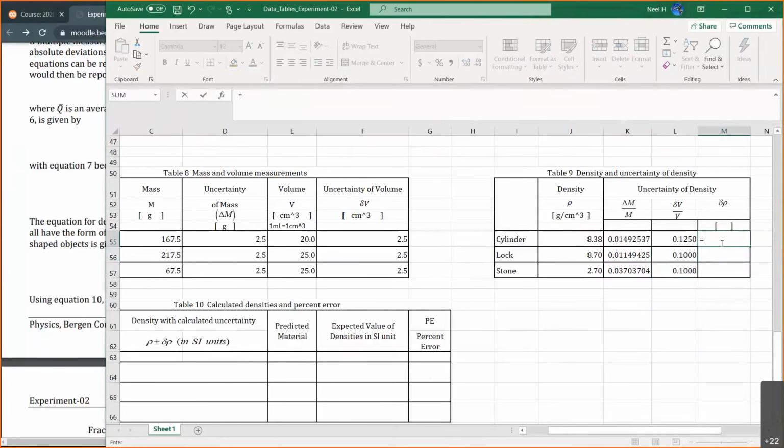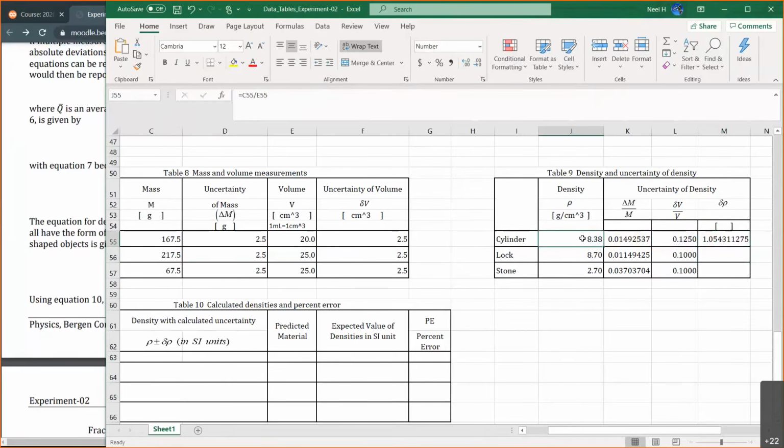Equal sign, calculated density multiplied by the square root of parentheses, fractional error for the mass to the power 2, plus fractional error for the volume to the power 2, close brackets. Now that is the error for the density.